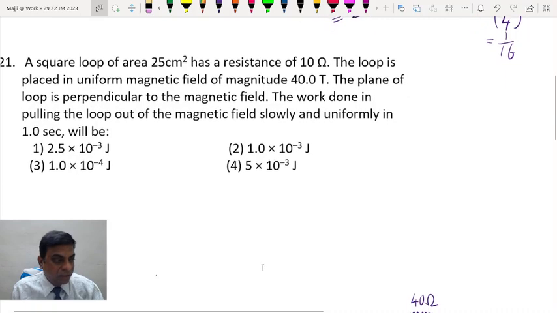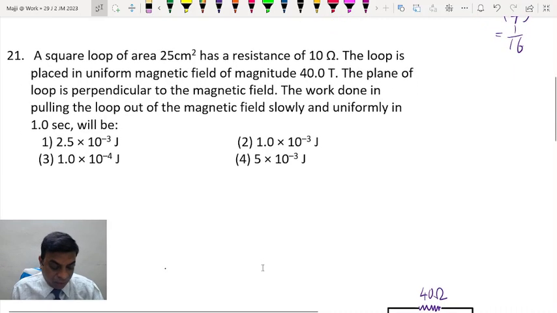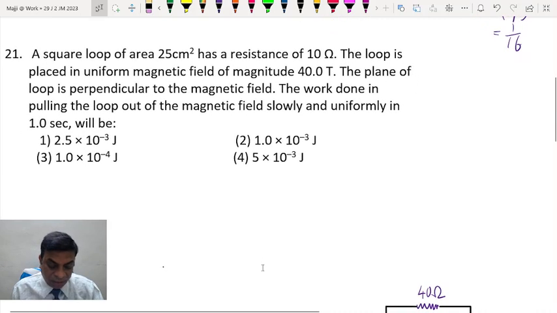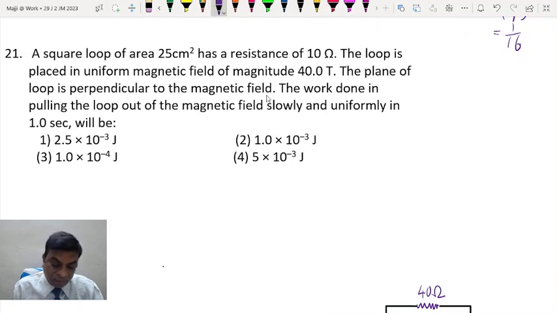Moving on to the next question. We have a square loop of area 25 centimeter square which has a resistance of 10 ohm. The loop is placed in a uniform magnetic field of magnitude this much. The plane of the loop is perpendicular to the magnetic field. Find the work done in pulling the loop out of the magnetic field slowly and uniformly in 1.0 seconds.